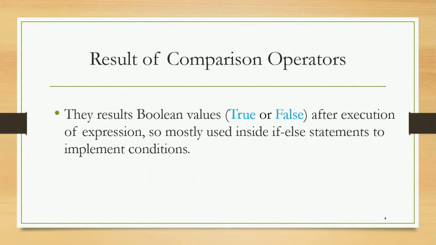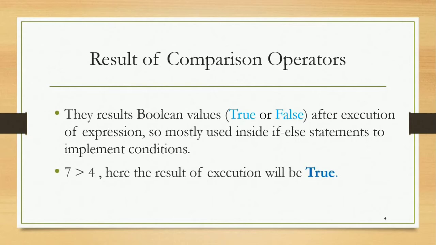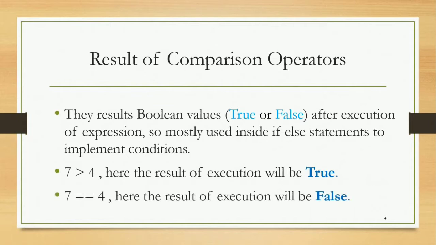In Python, there are two Boolean keywords, True and False, reserved for Boolean operations. So the result of comparison operators are also Boolean values. In this example, 7 is greater than 4, so the result will be True. In this example, 7 is equal to 4. It is not a true statement. That's why the result is False.